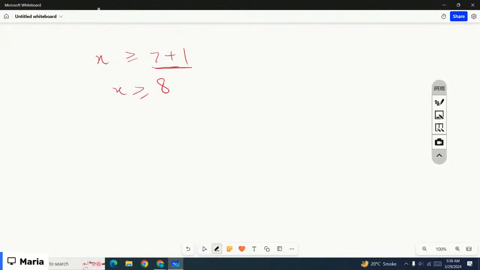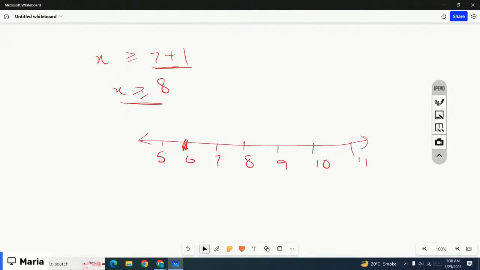Now you have to graph this inequality on the number line. How do we graph? You have x is greater than or equal to 8, right? 5, 6, 7, 8, 9, 10, 11. Just understand x is greater than or equal to 8. That means all the numbers that are greater than 8, and 8, can be the solution of the inequality. For example, if you're going to check for x equal 10, just replace the x with the value. 10 is greater than or equal to 8. Yes, it is. That means 10 can be the solution of the inequality, right?